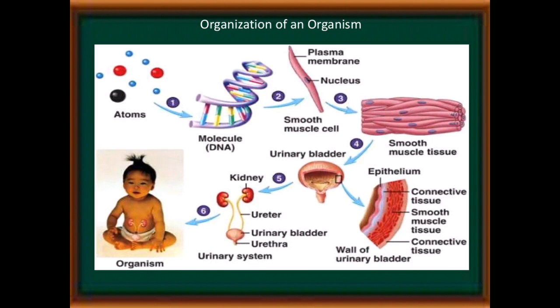Then different organs combine to form organ system. Organ system combines to form an organism. So in that way, the various organisms are formed. Let us see the tissues present in our body.